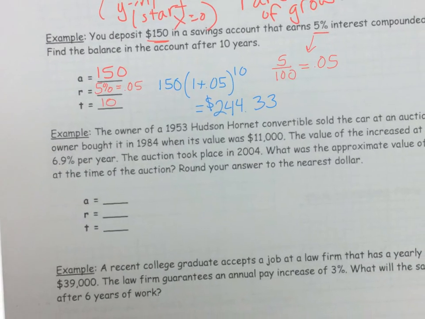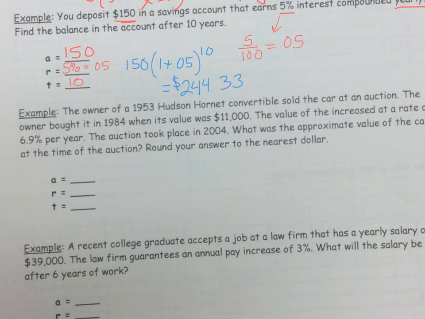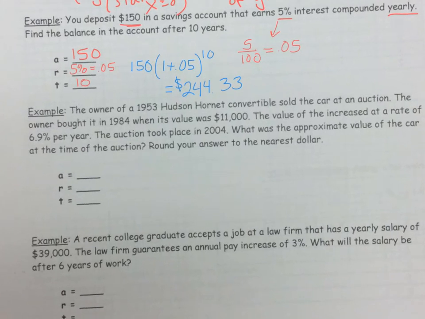Okay, so all it is is filling in, recognizing, working through these. Okay, the owner of a 1953 Hudson Hornet. Oh, that reminds me of the Cars movie. Oh, convertible, sold the car at an auction. The owner bought it in 1984 when its value was $11,000. The value increased at a rate of 6.9% per year. The auction took place in 2004. What was the approximate value of the car at the time of the auction? Round your answer to the nearest dollar.